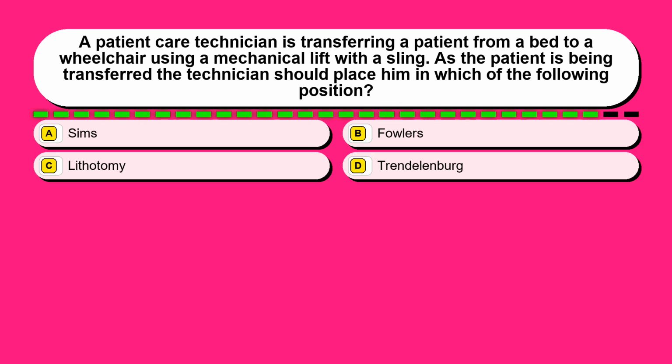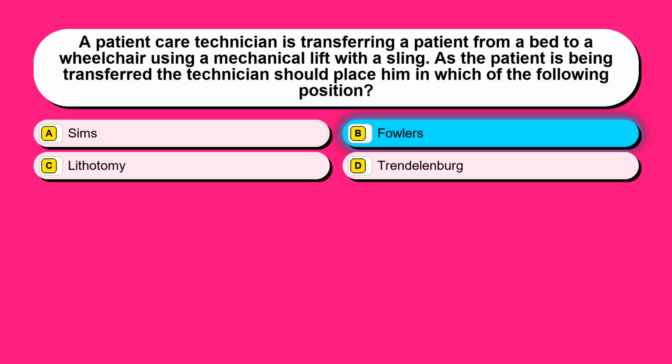Question 33. A patient care technician is transferring a patient from a bed to a wheelchair using a mechanical lift with a sling. As the patient is being transferred, the technician should place him in which of the following positions? Option A, Sims. Option B, Fowler's. Option C, lithotomy. Option D, Trendelenburg.